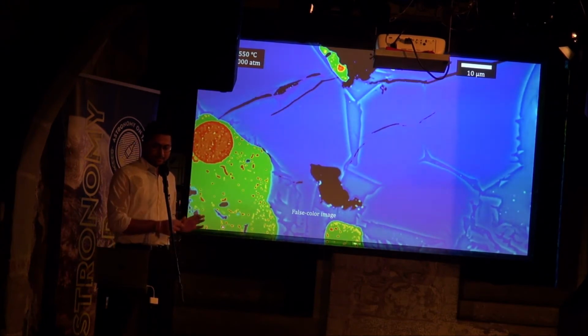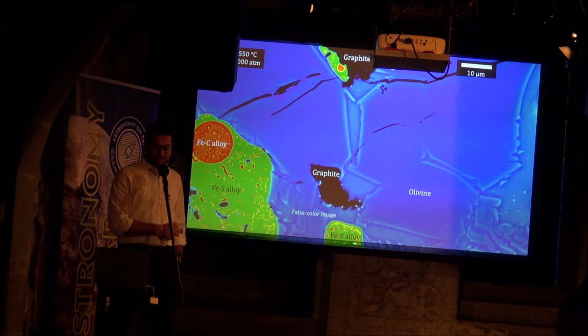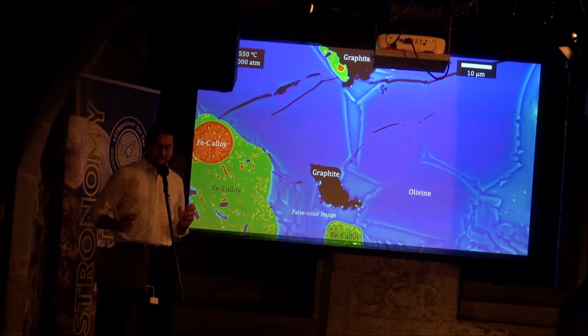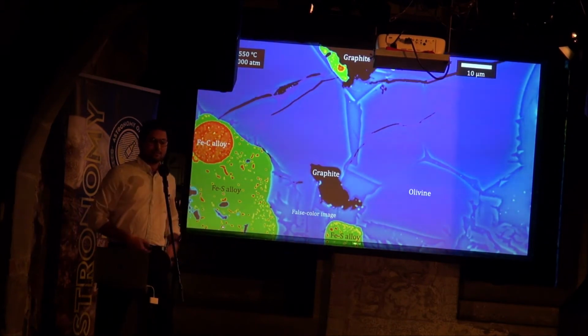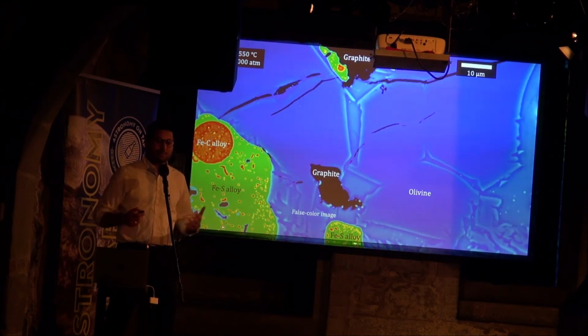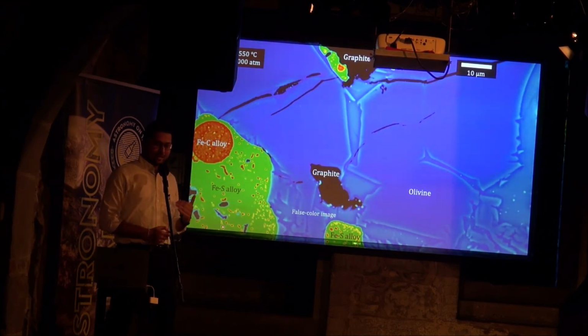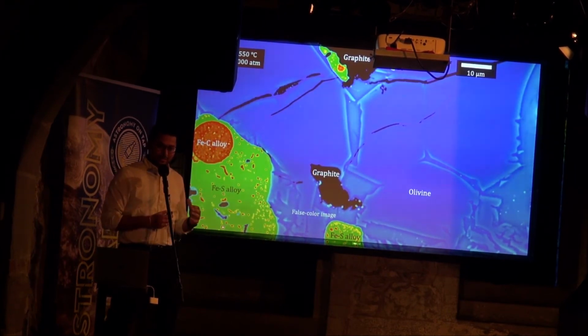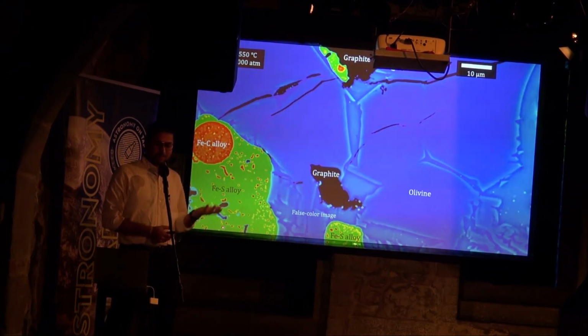So what different colors represent here are different minerals. After our analysis, we find this black is graphite, blue is olivine, and these red-green are iron alloys. One is with iron carbon and one is with iron sulfur. And these are the components of which will form the planet. If you run these experiments for, I don't know, millions of years, then you will separate these minerals in terms of their density.